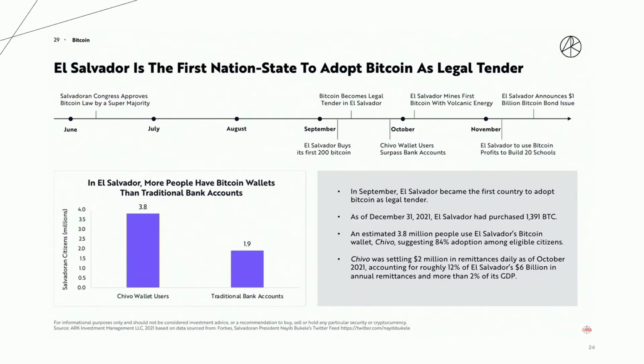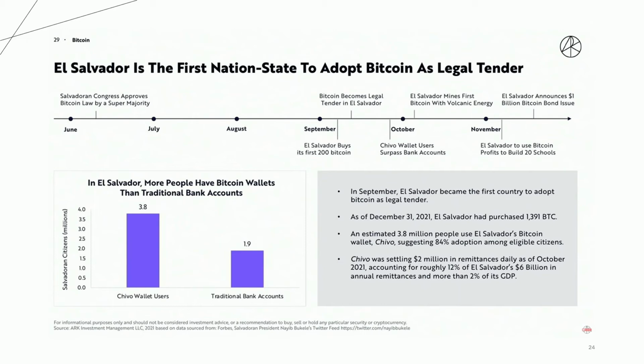The next one is a little more controversial. So this is El Salvador adopting Bitcoin, and they showed that there's 3.8 million users of the Chivo wallet. So this is the wallet with Bitcoin versus 1.9 million Salvadorians that have traditional bank accounts. So you can see that Bitcoin wallet users has definitely stepped up. And also the number of people in El Salvador that are actually using Bitcoin for remittances daily was 2 million. So this is 12% of El Salvador's remittances annually.